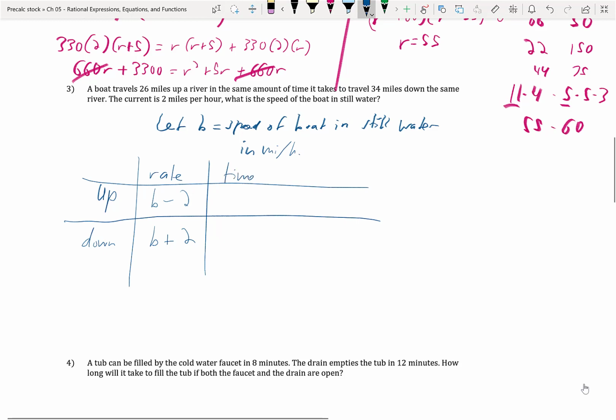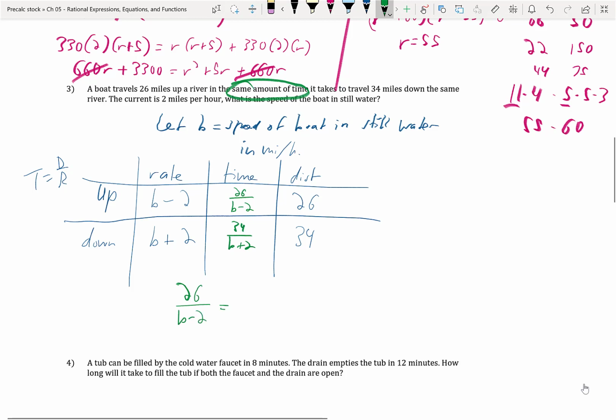Time, we're going to do what we did before and express time as a distance divided by rate, because the distance in this problem, upstream it says 26 miles and 34 miles downstream. So the trick is I'm going to express time as distance divided by rate, 26 over b minus 2, and 34 over b plus 2. Now, the key words in this problem is same amount of time, which means that 26 over b minus 2 should be equal to 34 over b plus 2.